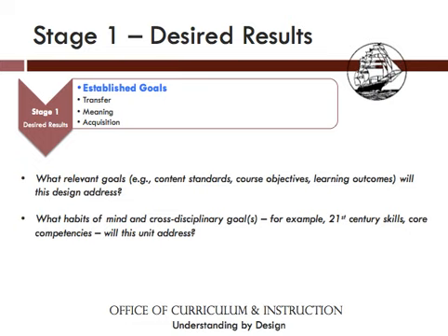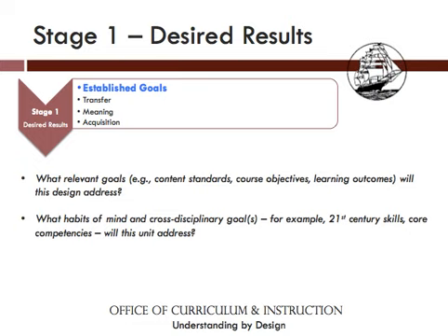First, what relevant goals, for example, content standards, which can come from national standards, state standards, which are being revised. The most current one to be released is science, hopefully in the fall, but looking more towards the winter, early 2016. Or local initiatives, again, stemming from the strategic plan, course objectives and learning outcomes. But what relevant goals will be addressed through the design or unit development?